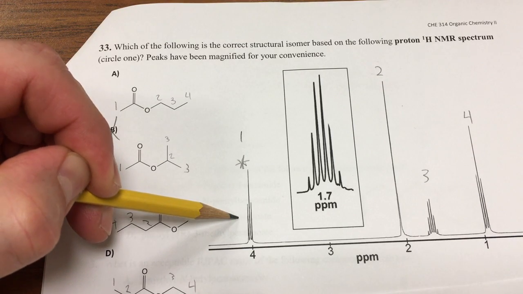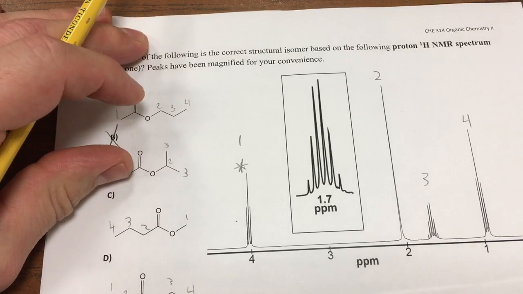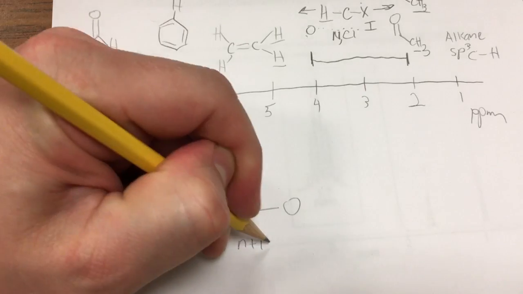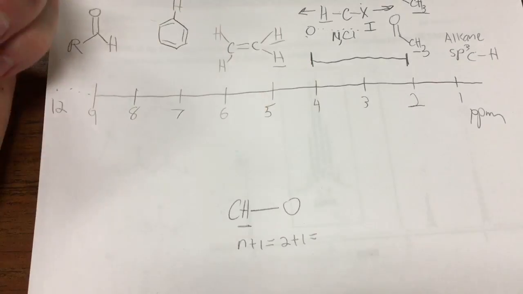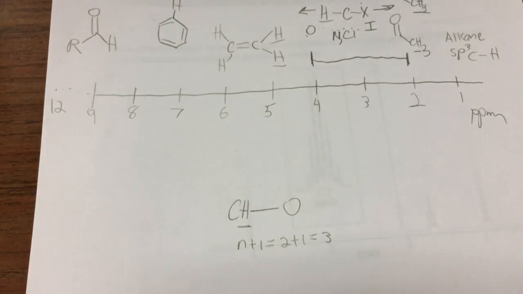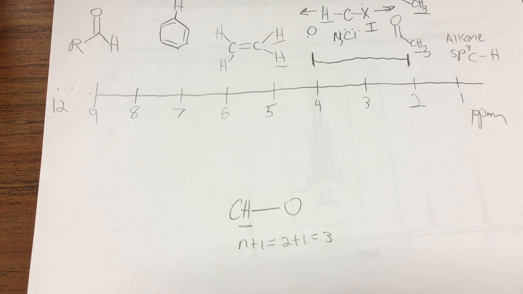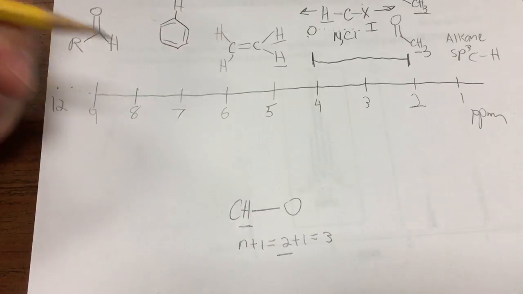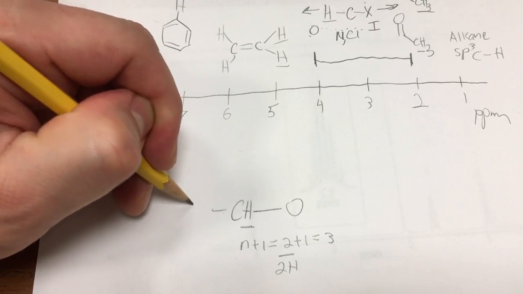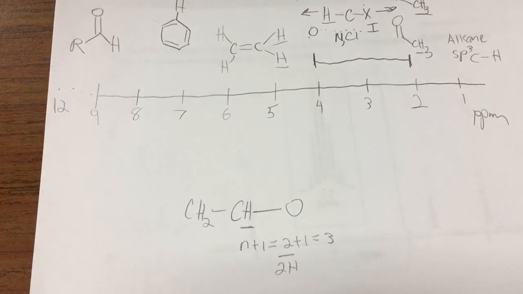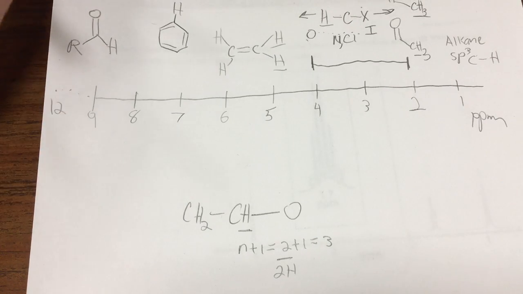4 ppm, and it is a triplet. Going down here, the n+1 rule is equal to 2 + 1, because we have a triplet. Triplet means 3, and the peaks have split into 3, which means that the carbon next to it has 2 hydrogens. There are 2 H's here. This is what it then looks like. We can build the picture of this. There is a CH2 next to it.